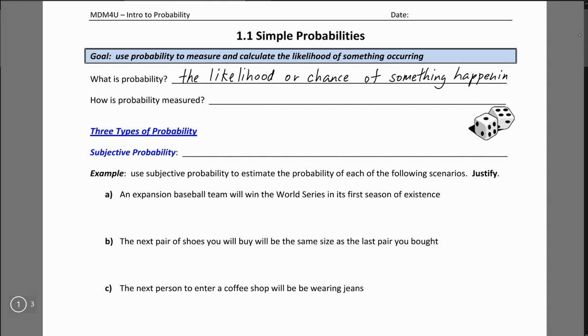So think of an event. If it might rain tomorrow, what's the likelihood or chance of it raining tomorrow? That you can use probability to describe.